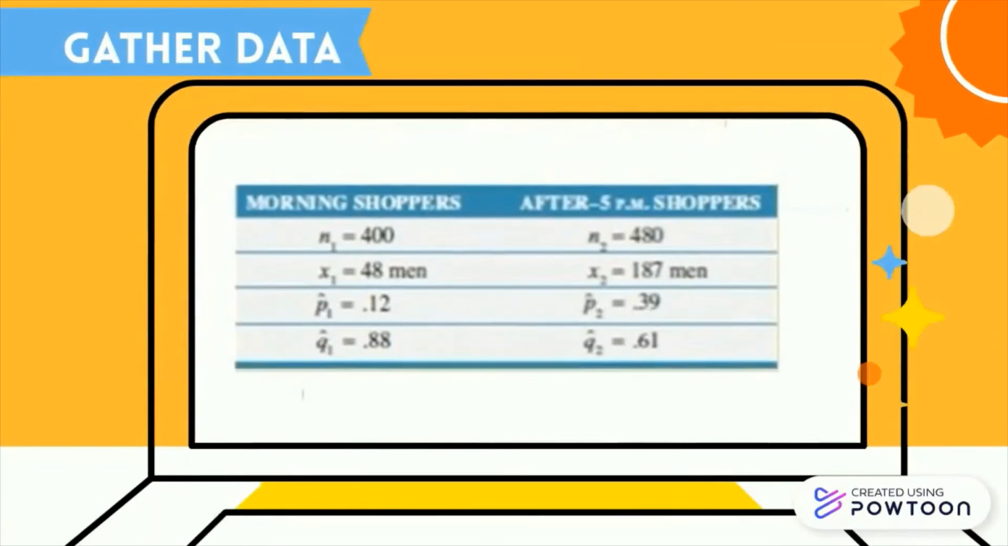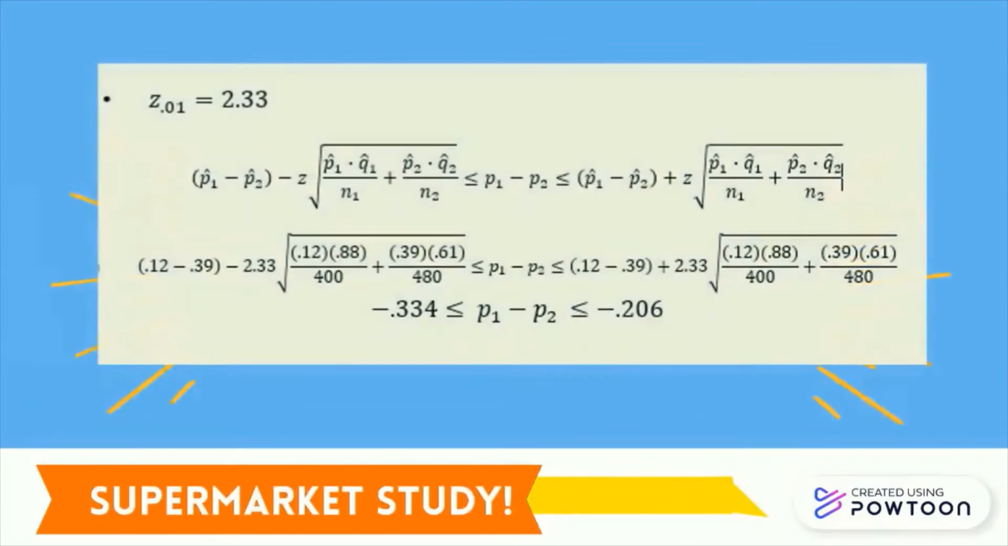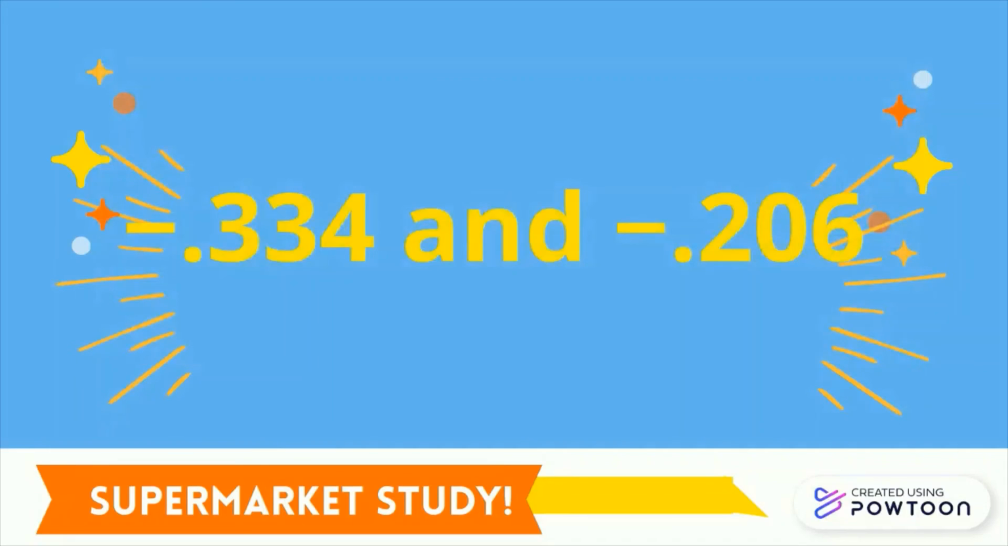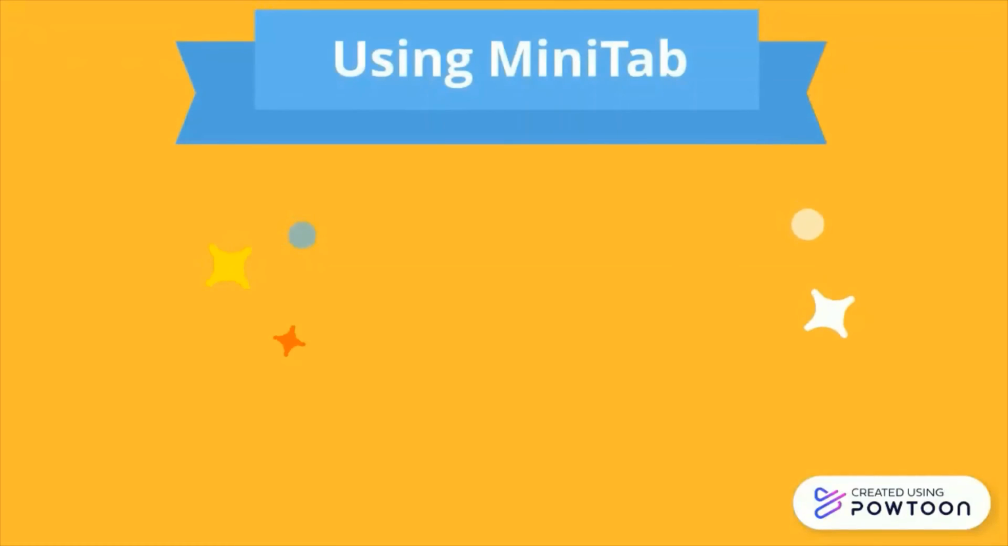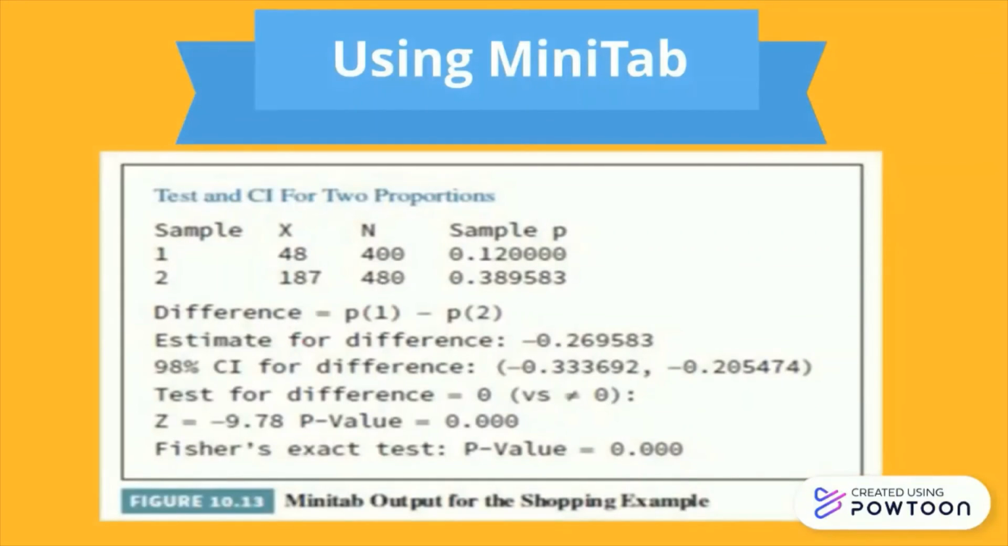Let us now gather the data. We have the number of morning shoppers and the after 5 p.m. shoppers, the sample sizes, and the number of men and women for both samples. We can now supply the given values into the formula. Here, we can see that there is a 98% level of confidence that the difference in the population proportions is between 0.206 and 0.334. You can also use a computer to analyze the difference in two proportions. Minitab has the capability of testing hypotheses or constructing confidence intervals about the difference in two proportions.